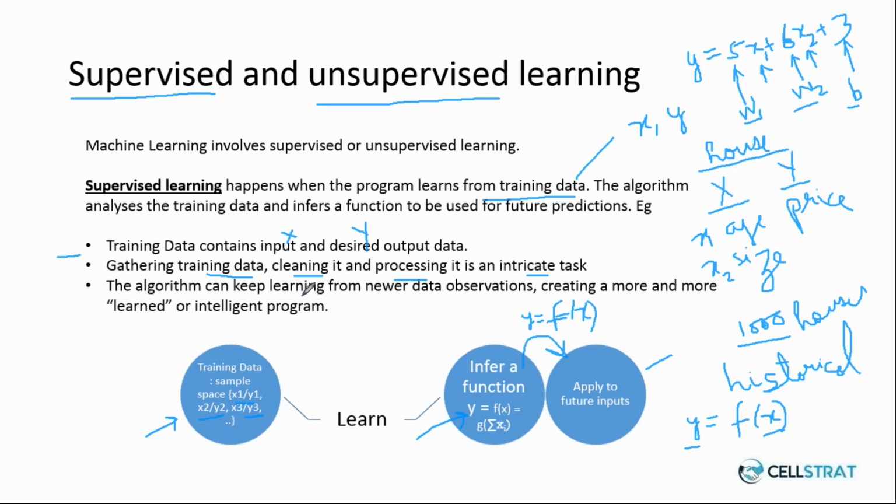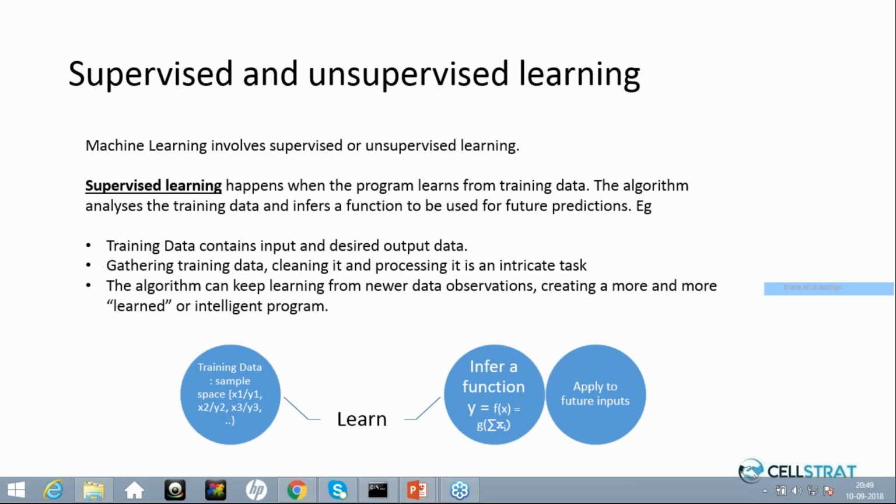And let's say new data is being created every day. As new houses get built, we are getting newer data observations from the market. So we can create a more and more learned or intelligent program. We can retrain the model again and again so that it becomes more and more intelligent. It is also accounting for the more recent houses or current houses being built. So my model will always become more and more accurate because I continue to feed it more data. Any questions on this?